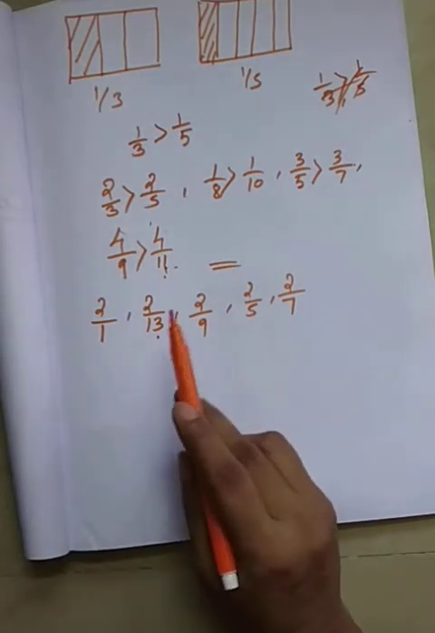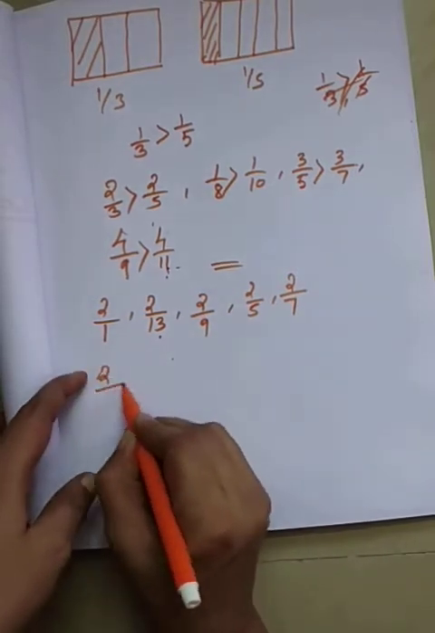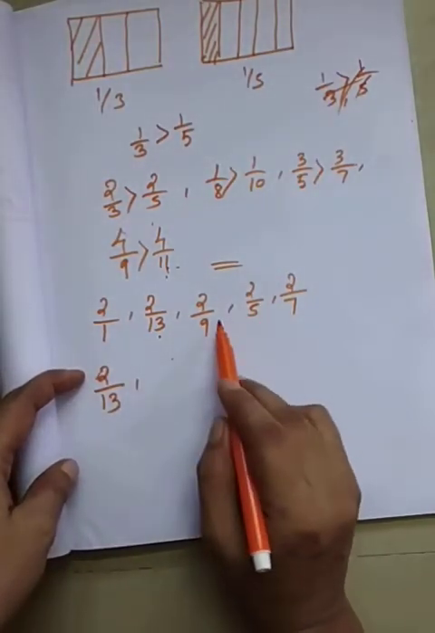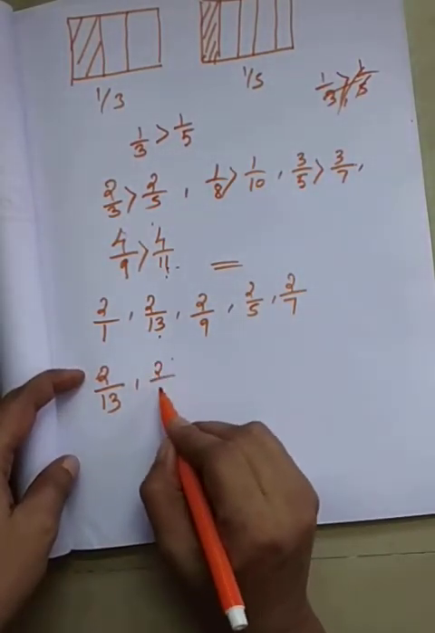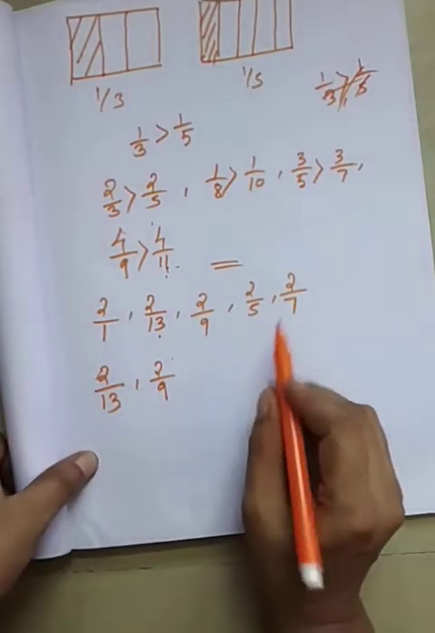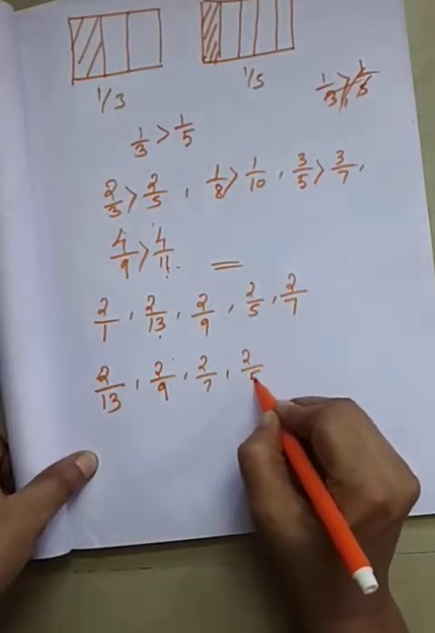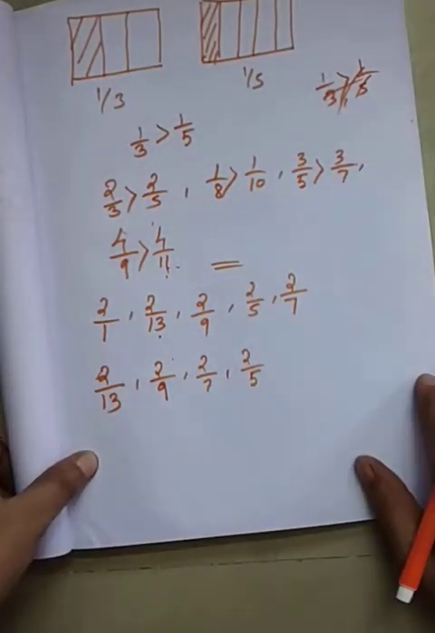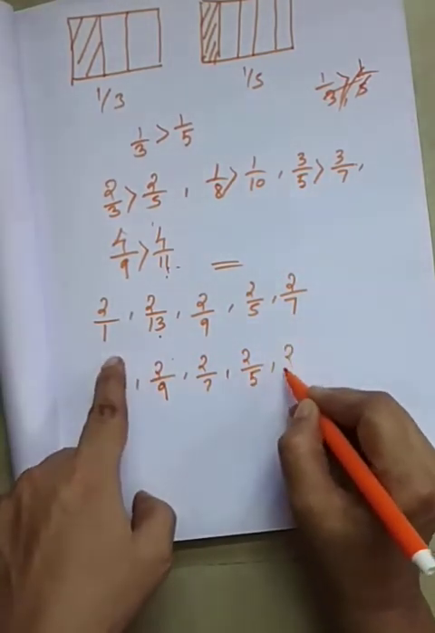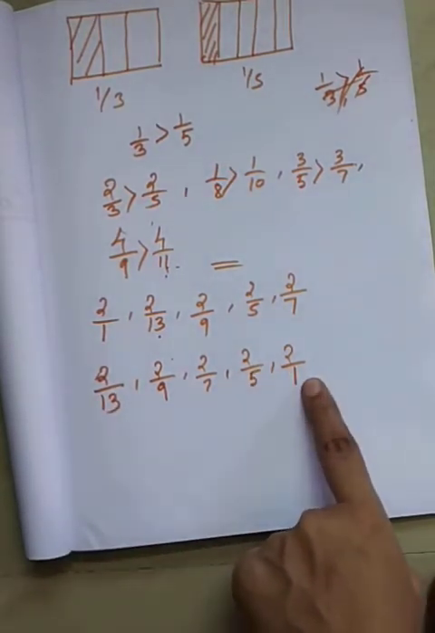Okay, the next three fractions in order. See, first of all you can write 2 by 13. The next one in order, what is the next one? See, 9. So you can write 2 by 9. The next one, after that 2 by 7. The next 2 by 5. Okay, the greatest fraction is 2 by 1. Right, after the next one, 2 by 1. So this is the smallest number, this is the greatest number.